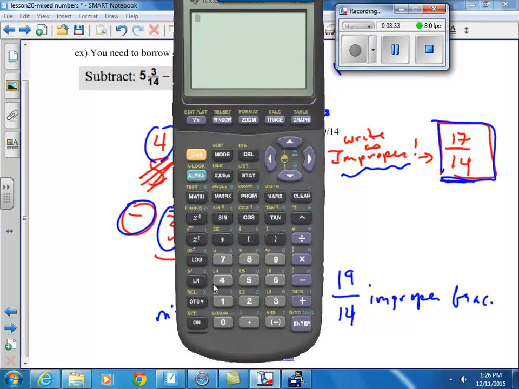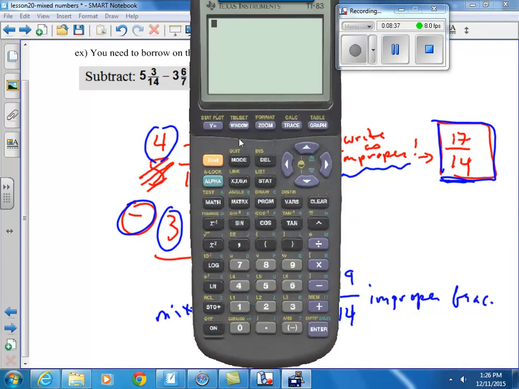Oh, I didn't want to let you go just yet. I know this is a no calculator course, but I wanted to show you some things you can do to sort of just check yourself after you've already done it by hand. So 5 3/14 as an improper fraction would be what? 73/14.